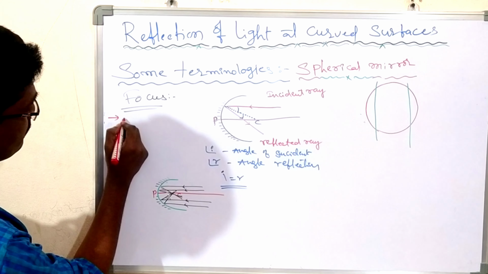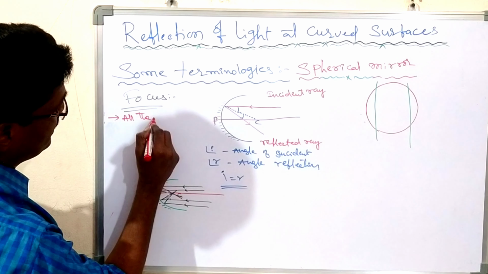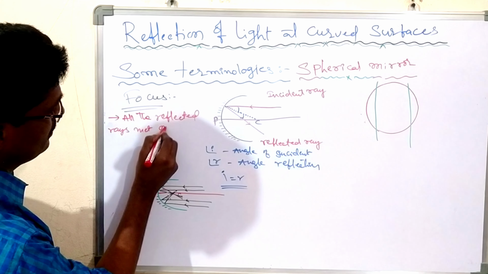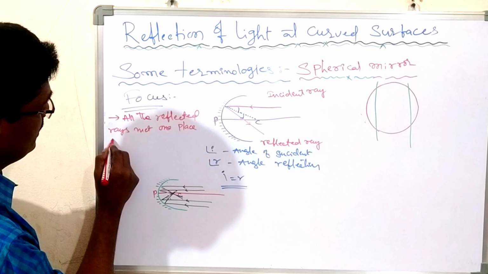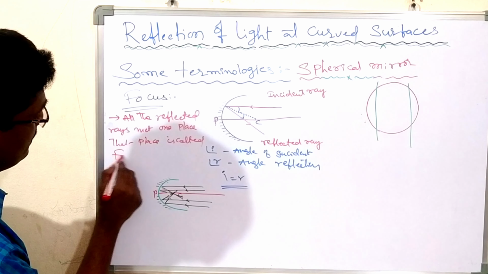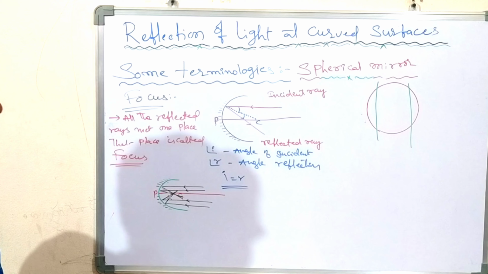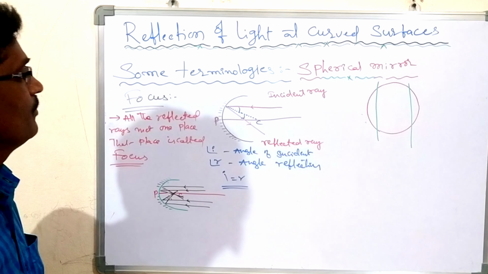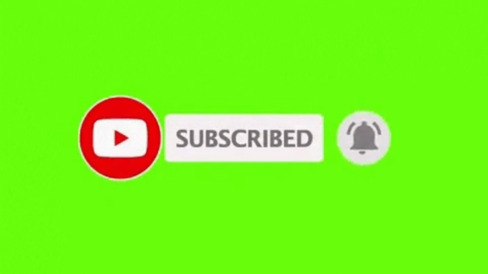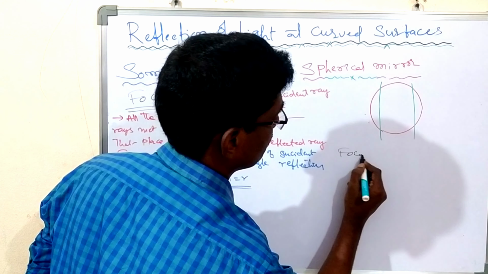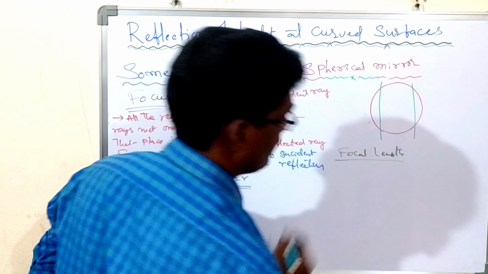I am writing the definition here. All the reflected rays meet at one place, and that place is called the focus. This is the definition of focus. One more terminology we have to know after focus: the next terminology is focal length. What is focal length?